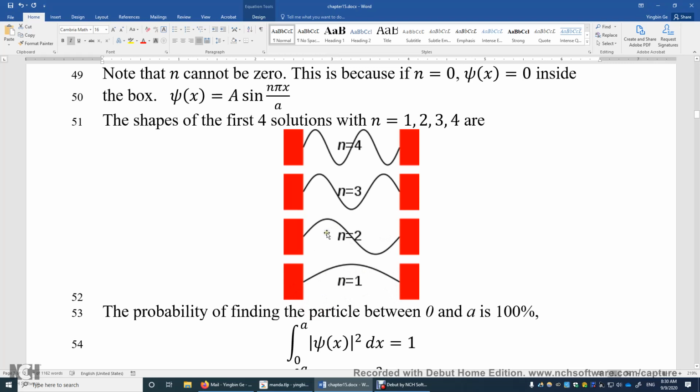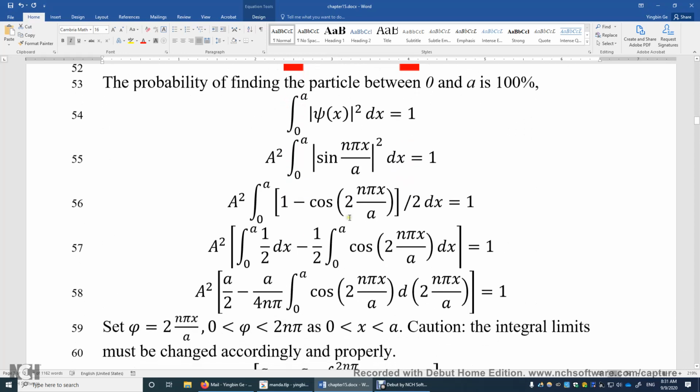In this case, a is 1 wavelength. In this case, a is 1.5 wavelengths. In this case, a is 2 wavelengths. So in this case, wavelength is 2 times a. In this case, wavelength is a, or 2a over 2. In this case, the wavelength is 2a over 3, 2/3 of a. So this is the wavelength. In this case, the wavelength is 2a over 4. So really, the wavelength is 2a over n. n is the quantum number.